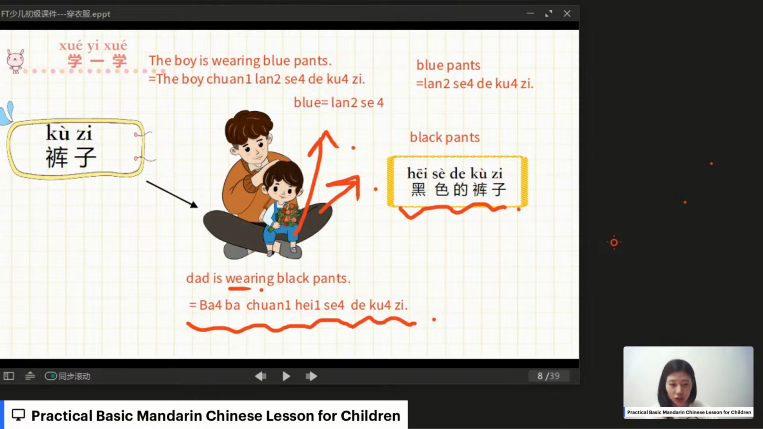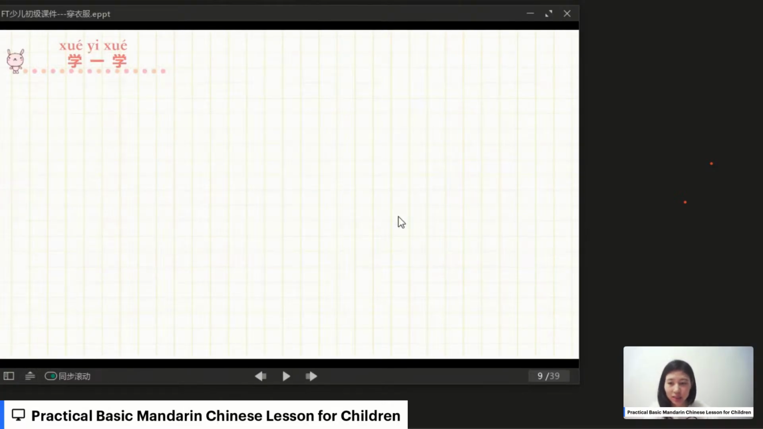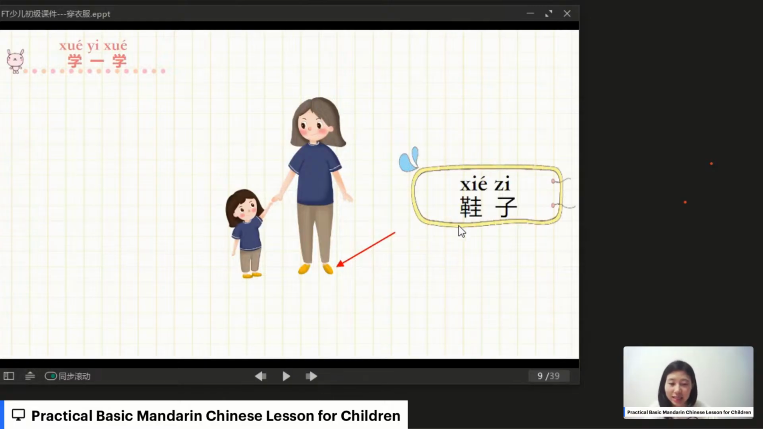Okay, so let's move on to the next one, okay? Just memorize these, the structure. Then you can make a lot of sentences. So next one. I think this one, they were talking about the shoes. Still remember shoes? How can we say shoes in Chinese? Shoes will be 鞋子.